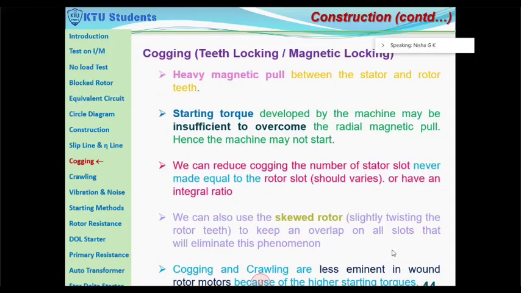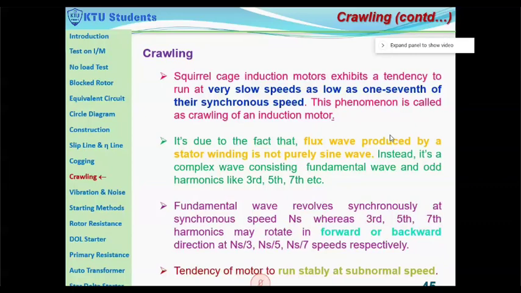Cogging and crawling are less prominent in the case of a wound rotor because of the high starting torque. Next, we are moving on to crawling. Crawling occurs in the squirrel cage induction motor. It is the tendency of the machine to run at very low speed, as low as 1/7 of the synchronous speed, or we can say the motor will run stably at subnormal speed.